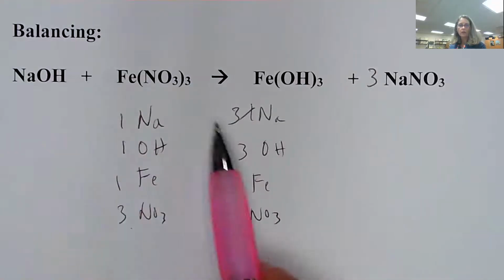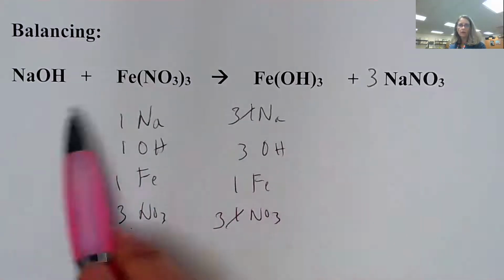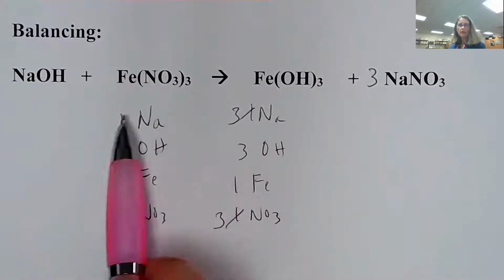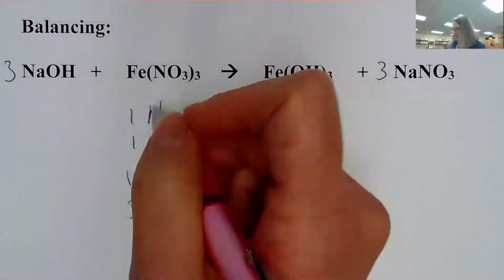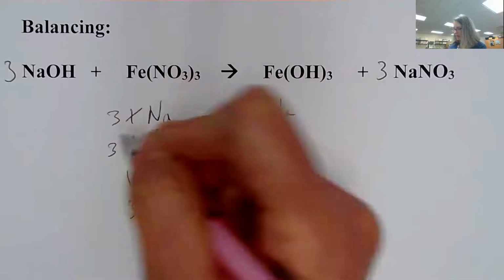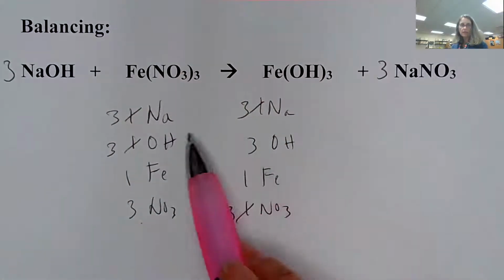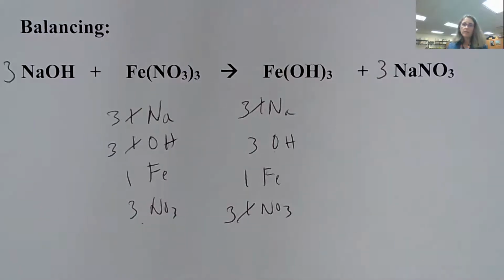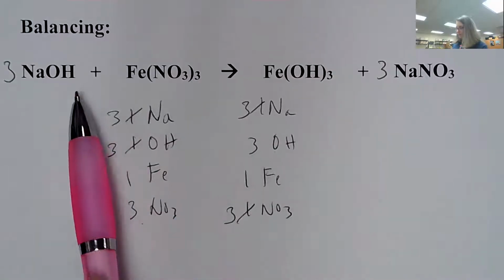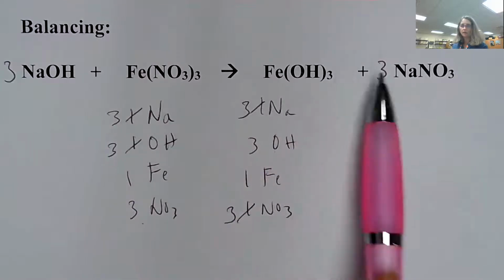Then I go back over here and go, oh, well, I got 3 OHs here, I only got 1 here. I need 3 in front of that, so I'm going to put a 3 in front of the NaOH. That becomes 3 Nas and 3 OHs. And now I look and see that everything is the same on both sides. So instead of, again, breaking it down per element, you can break it down into polyatomics, as long as you have OH on both sides and NO3 on both sides.